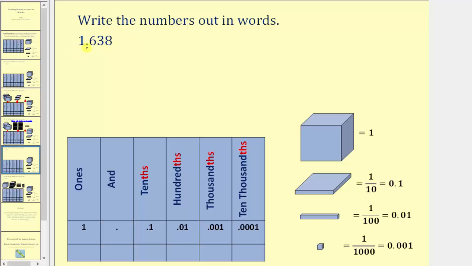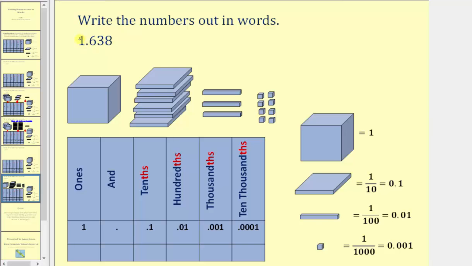Here we have the number 1.638, and again we're asked to write this out in words. Let's begin by modeling this again using our base 10 blocks. We have a 1 in the ones place value, so we have 1 unit block. We have a 6 in the tenths place value, so we have 6 flats, so this represents 6/10ths. We have a 3 in the hundredths place value, so we have 3 longs, or 3/100ths. We have an 8 in the thousandths place value, so we have 8 bits, which is equal to 8 thousandths.